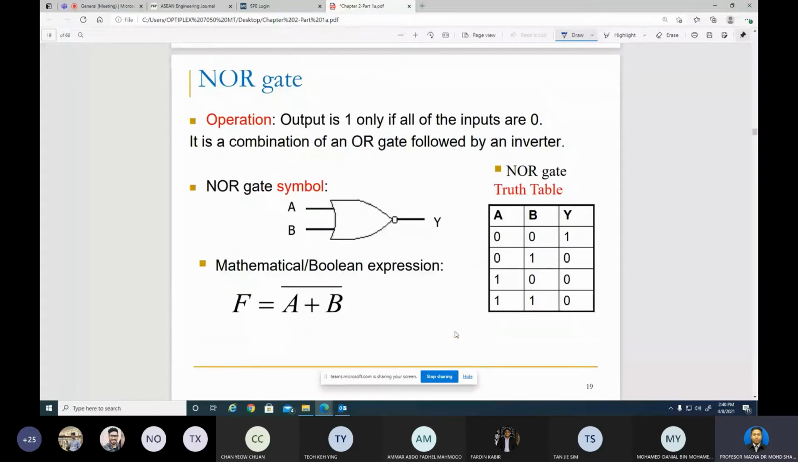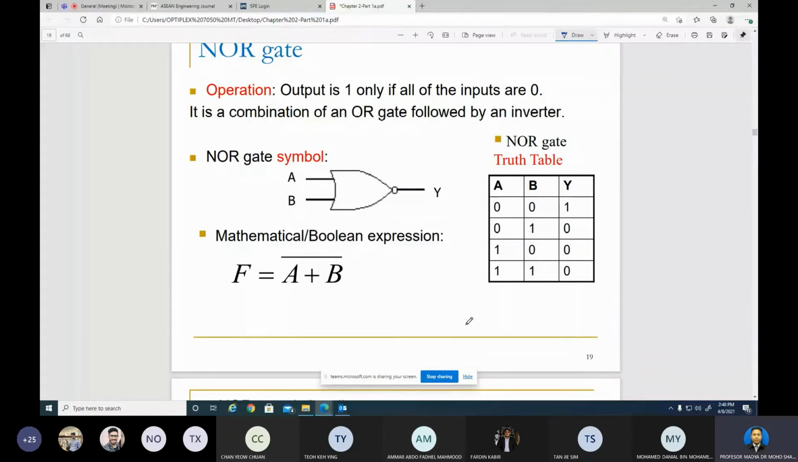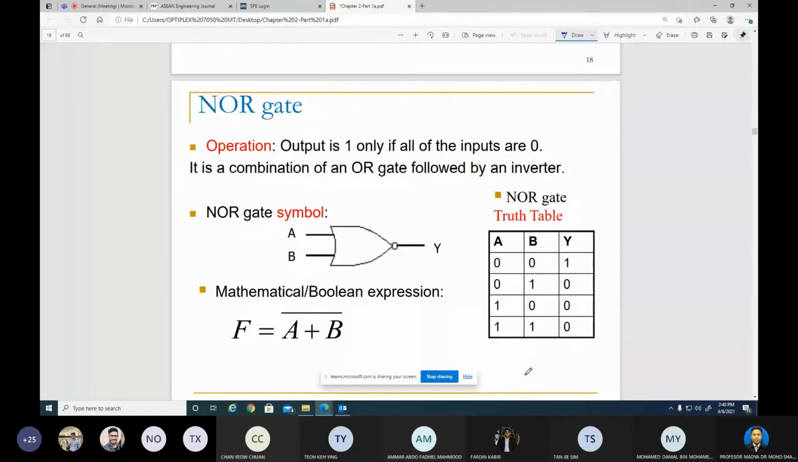Alright, so next we go for the NOR gate. The NOR gate is the combination between OR followed by an inverter, similar to the NAND gate. So we have the OR gate first, then we have the inverter. For example, we have X, Y here. The output will be X plus Y, and then invert the whole thing. So that means X plus Y, bar.